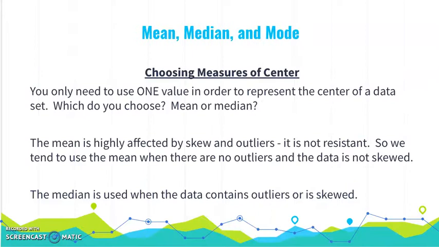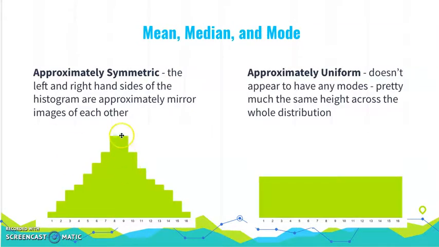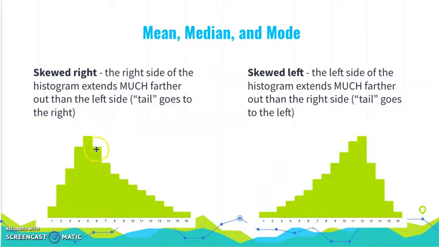Keep in mind though that if your mean and median are similar in values, then it's probably approximately symmetric. However, if your mean is greater than your median, that means that the mean has been pulled towards the right, which would make it skewed right. And if your mean is less than your median, then your mean has been pulled towards this side of the number line, which would make it skewed left, towards your tail.